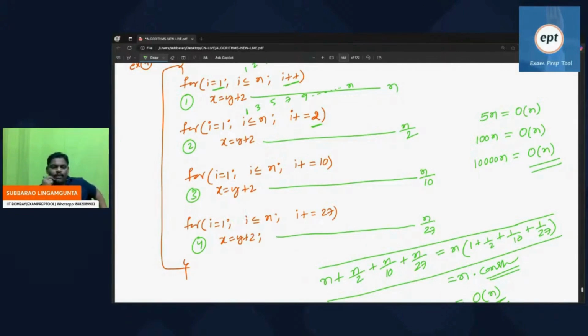Check if anyone has any small doubt also. Find the order of magnitude of every statement. Always 2 incrementing, n by 2. Always 10 incrementing, n by 10. Always 27 incrementing, n by 27. This is the answer for this.